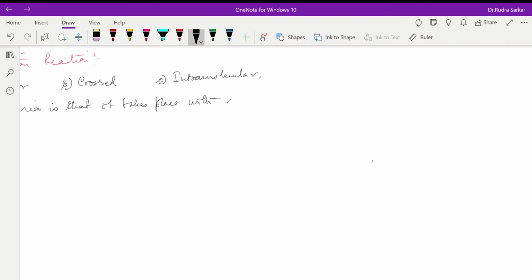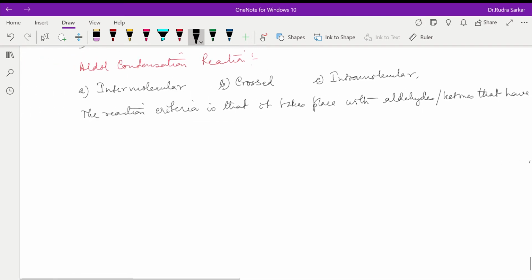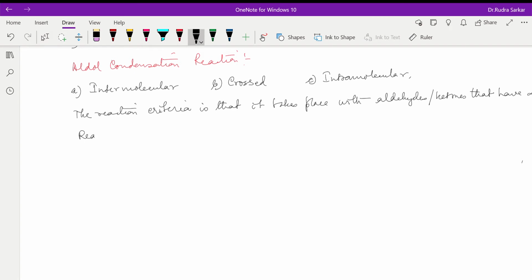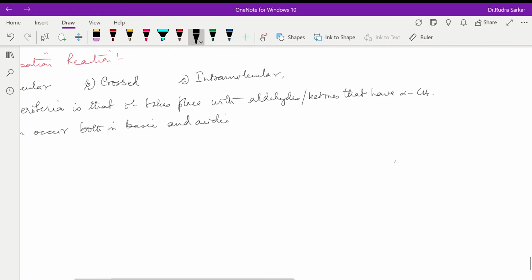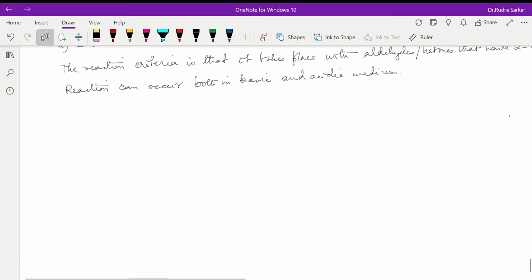with aldehydes or ketones that have alpha CH. The reaction can occur both in basic and acidic medium. Okay, let's take some examples for such reactions.